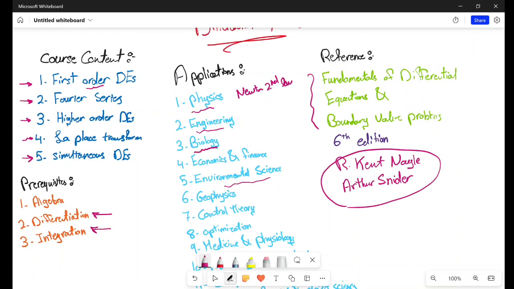And as we've mentioned before, this course heavily focuses on how to solve differential equations.